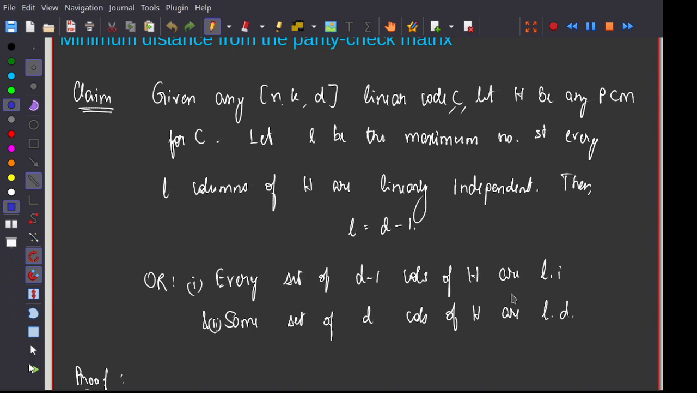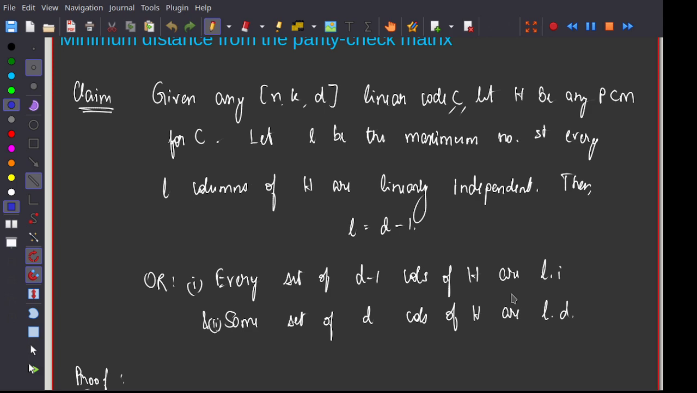In the last class, we were looking at linear codes, in particular properties of linear codes and minimum distance of linear codes. We saw a connection between the minimum distance and the number of linearly independent columns of the parity check matrix. If you have any (n,k) linear code with some parity check matrix H, then the minimum distance is equal to 1 plus the maximum number of columns such that every L columns of H are linearly independent. This gives you the minimum distance minus 1.